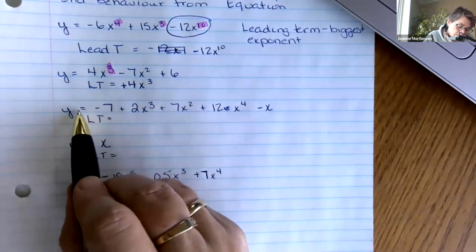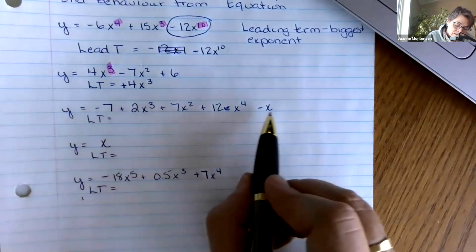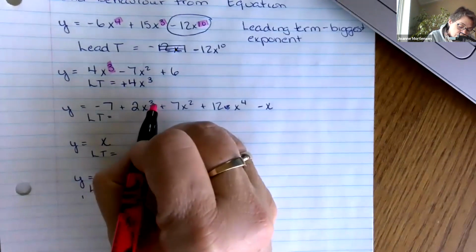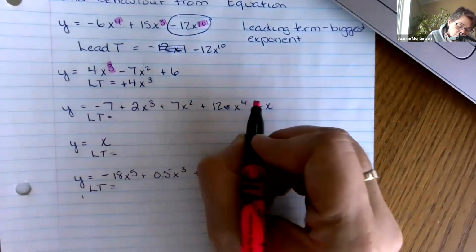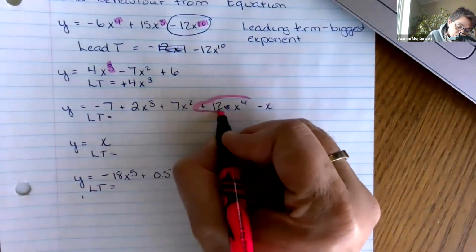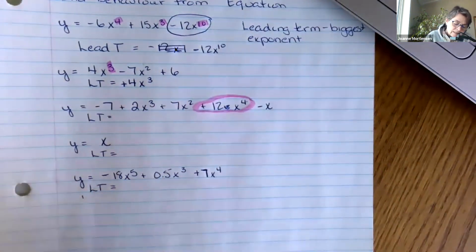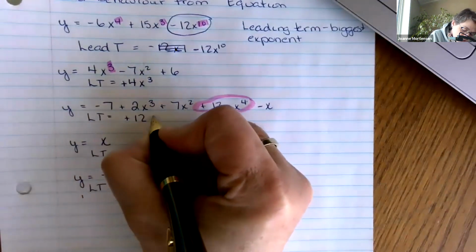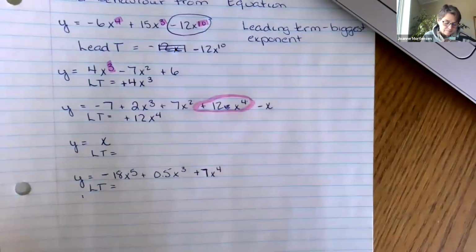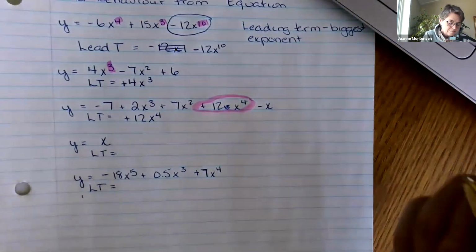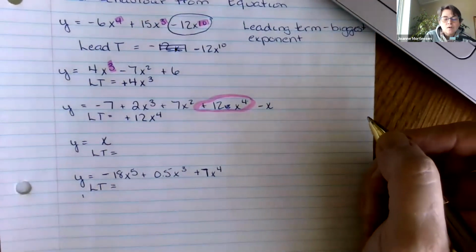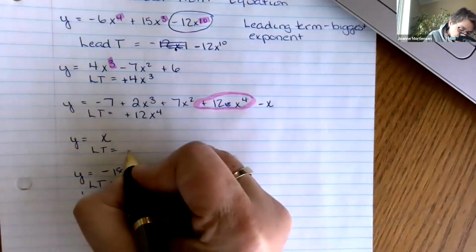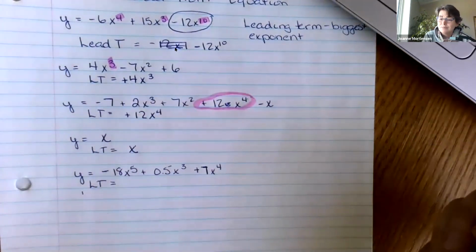All right, so now we got the next one. There's a whole lot there, but all I'm concerned about is the exponents of 3 and 2 and 4. I'm just going to circle this whole bit. There we go. There's my leading term. So plus 12x to the fourth. There ain't much there, is there? All I've got, my leading term obviously, is x. That's the only term there is.